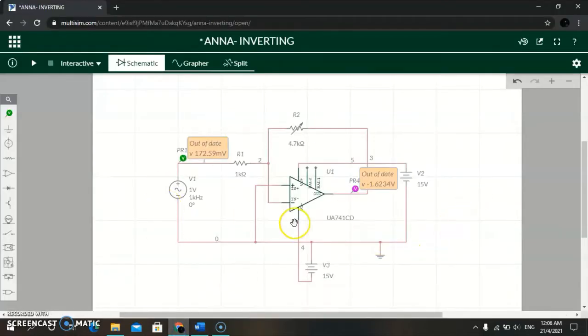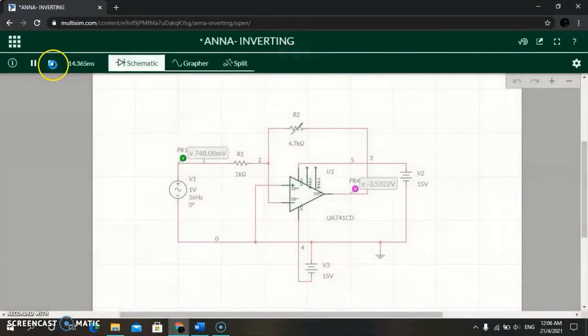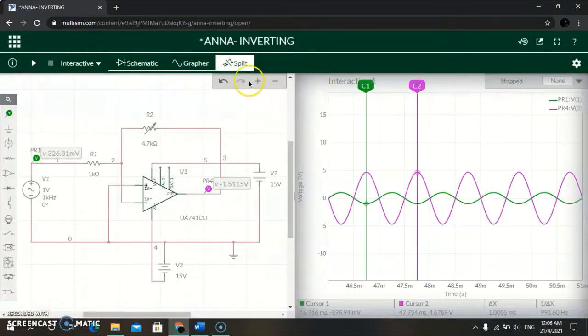So here is my circuit, and I will run it. Okay, this is the waveform. C1 is for Vin. We got negative 998.21 millivolts, which is negative 1. And for Vout, we got 4.69 volts, equal to the 4.7 that we calculated earlier.